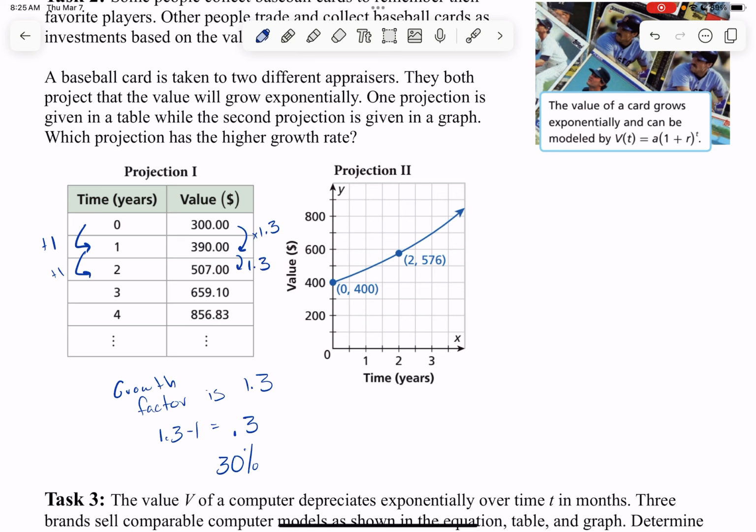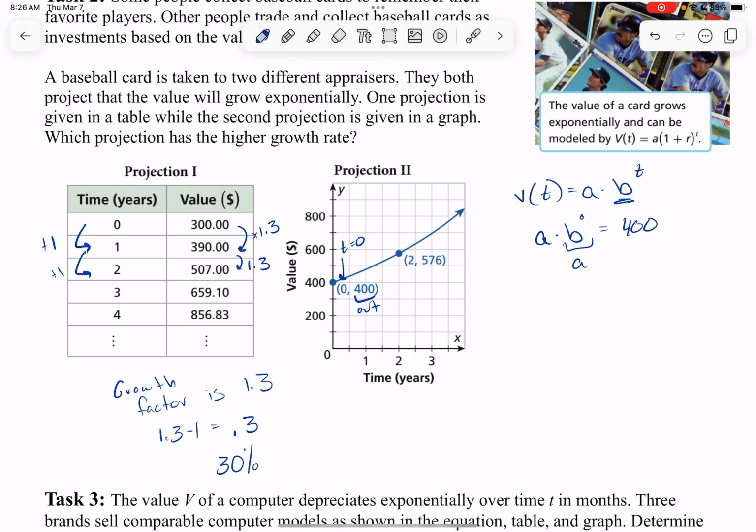Okay. Now that's a little harder to tell from the graph, because they don't give me 2 points in a row. They just give me the 0 and the 2. So we are going to use our standard equation. V of t equals A times B to the t, to figure out that growth factor. I know when I input a 0, when time is 0, my output is 400. So A times B to the 0 has to equal 400.